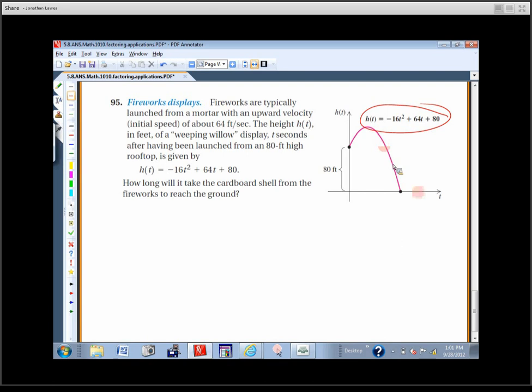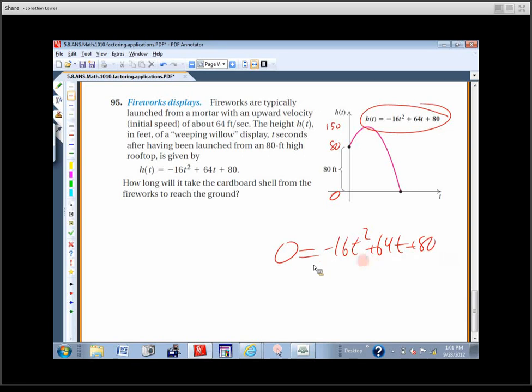Well, the ground is right here, right? If this is the h-axis and this is 80 on the h-axis, it looks like it goes maybe 150 feet high. What's the ground? 0. It's got a height of 0. So how do we solve this problem? Yeah, just say 0 equals negative 16t squared plus 64t plus 80.